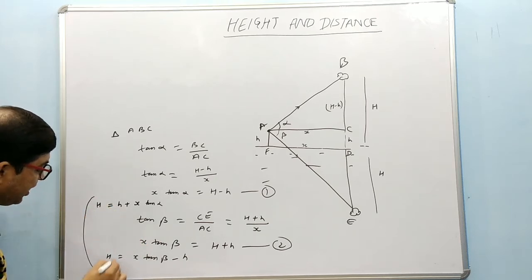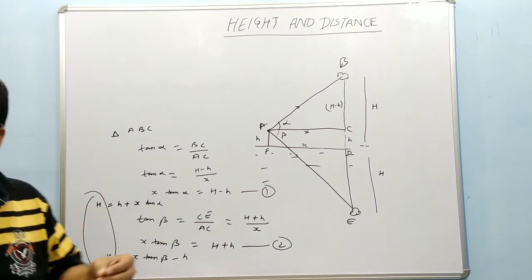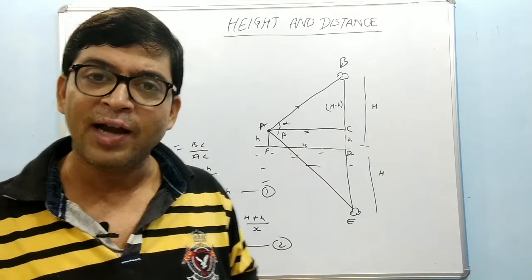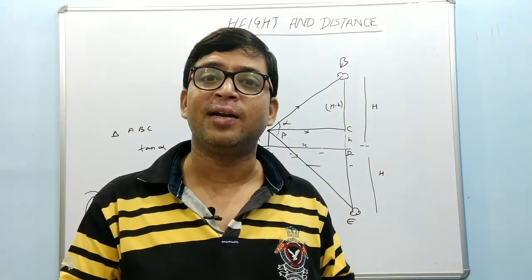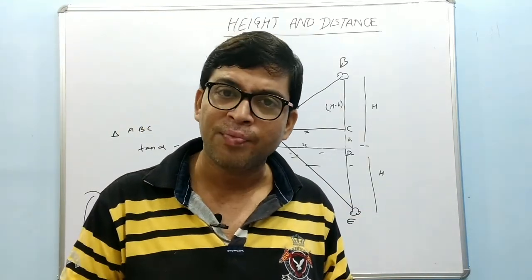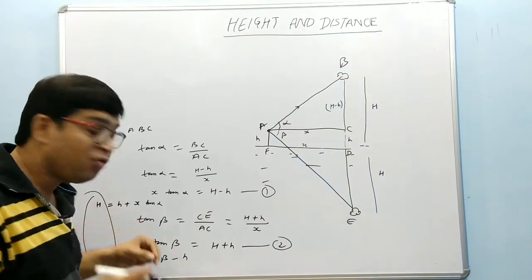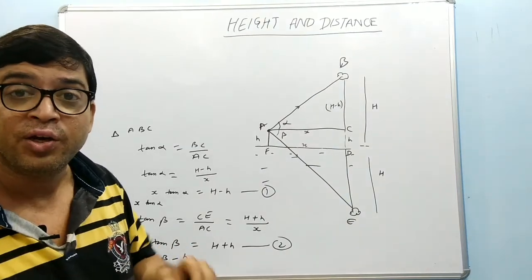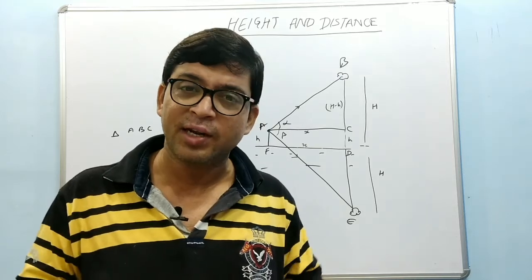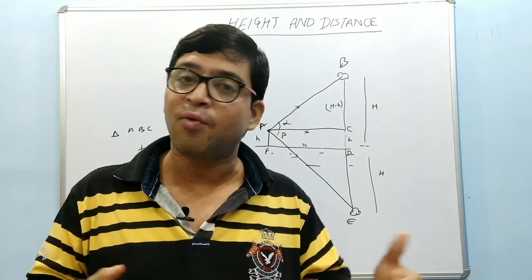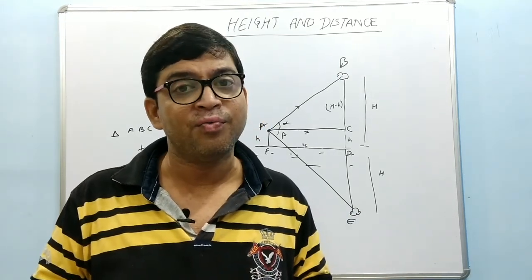Now you just equate them to eliminate the unwanted variable. You will get rid of that and you will directly get the value of the variable you want. In case you need to find the value of capital H, you make x the subject in both the equations, equate them, and you will get the value of the variable.